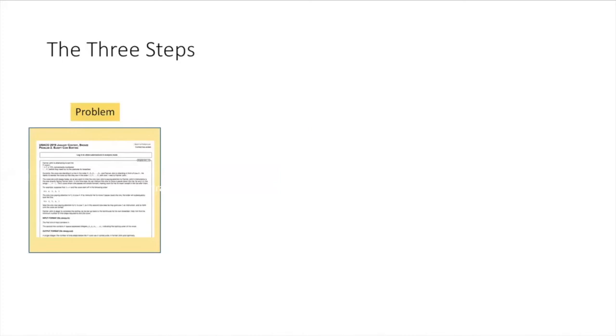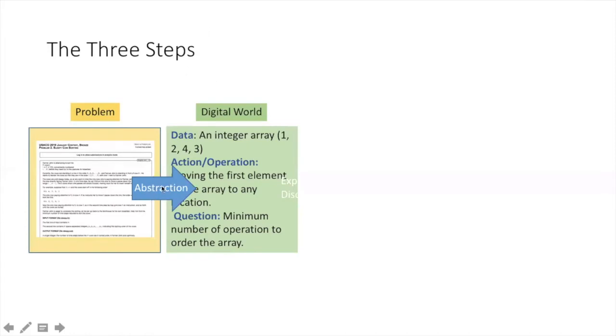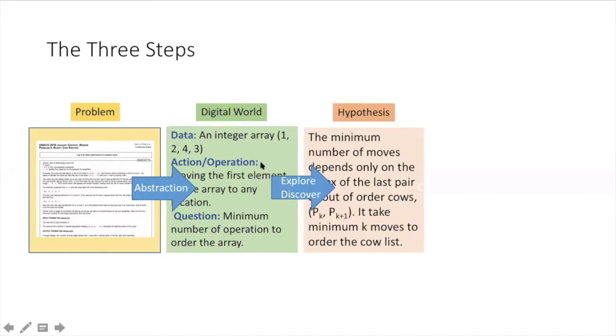So let me quickly summarize what this process is about in computationally solving this problem. Here is a problem, which is what you're given by USACO. The first step is abstraction. You want to create a digital model of this word problem, which consists of data, operations, and a question or task. So you create this digital world. Then, through exploration, which is the main part, we go through the cow simulator to explore. You can obviously also do it with pencil and paper.